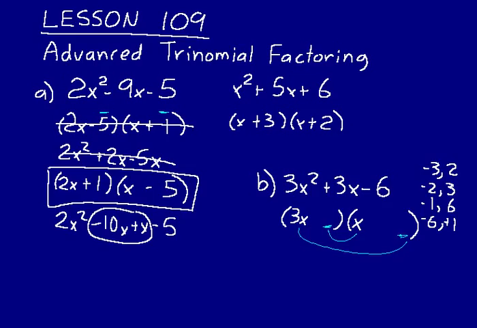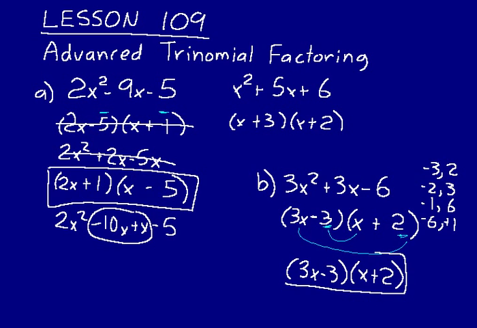So to get a +3x in the middle, what would work would be if a -3 was here and a +2 was here, because then you'd have -3x and a positive 6x, which would add up to a positive 3x. So that's what would work, and that's our two binomials, 3x minus 3 parentheses x plus 2. And so that's the factored form of that trinomial.